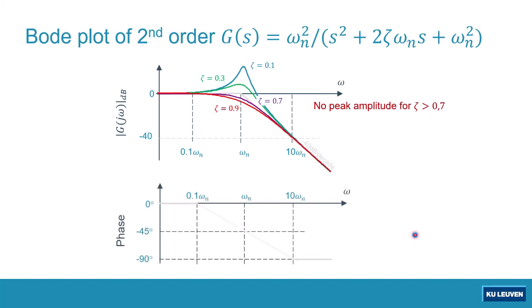What about the phase plot? The gray line here is the straight line sketching of the phase plot, and the typical phase plot for this second order system might look like this for zeta equal to 0.9. For a smaller zeta, it will become sharper and sharper around the corner frequency. So probably for very low zeta, the two region straight line sketching for the phase plot might resemble the real phase plot better.